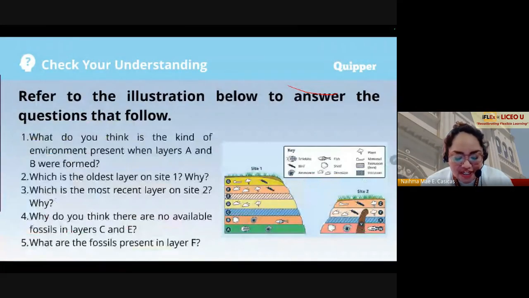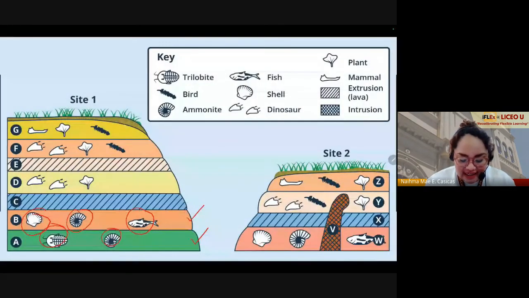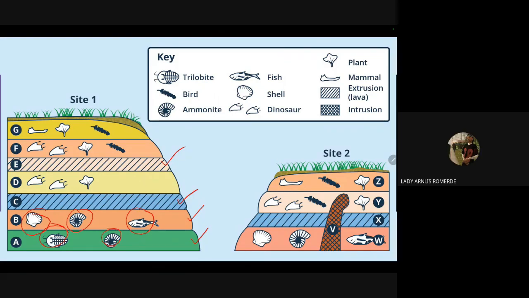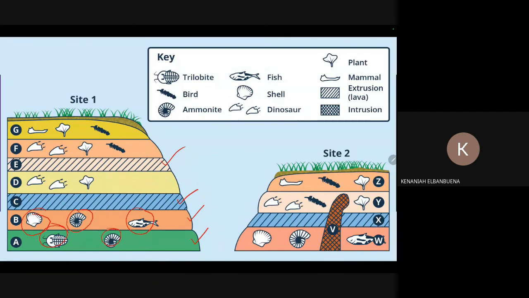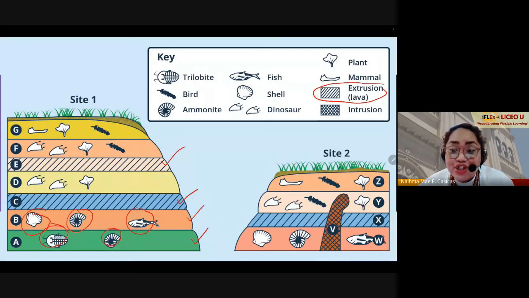Okay, number 4. Why do you think there are no available fossils in layers C and E? Ma'am, soil and water. The color? Okay, it is lava. Very good. It is an extrusion, so it's made of lava. This is solidified lava, and there are no fossils in solidified lava. Nothing lives in lava, it is so hot, and the organisms would melt. So, that is an extrusion. Therefore, it makes sense that there are no fossils.